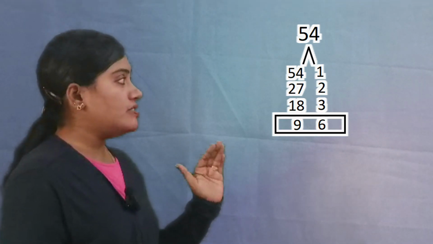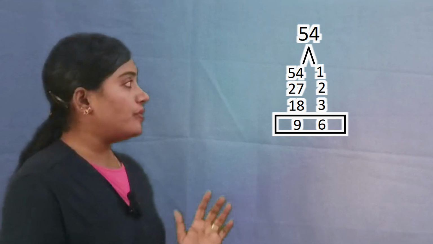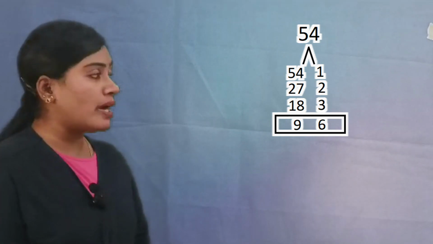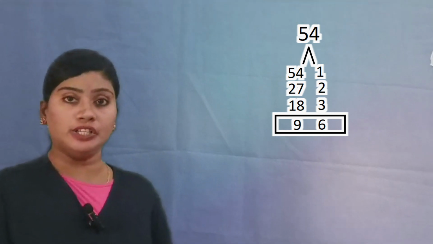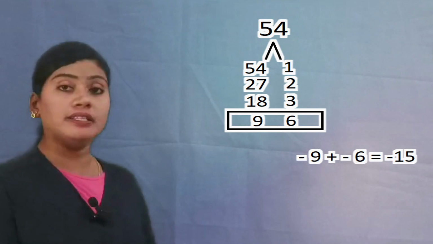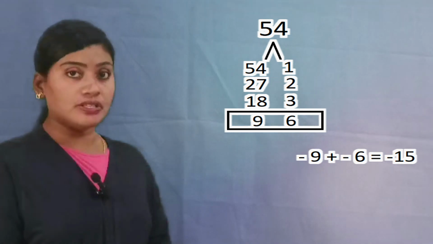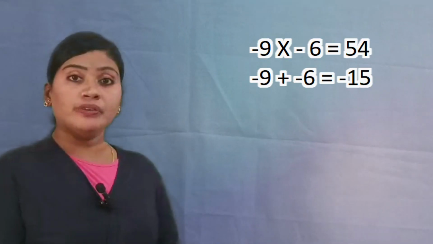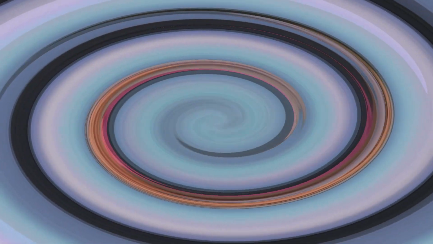We know 9 and 6. But when multiplying, the answer should be 54 and the sum should be minus 15. So we need to consider both numbers as negative. That means minus 9 and minus 6. If we multiply minus 9 and minus 6, we get 54. If we add minus 9 and minus 6, we get minus 15.